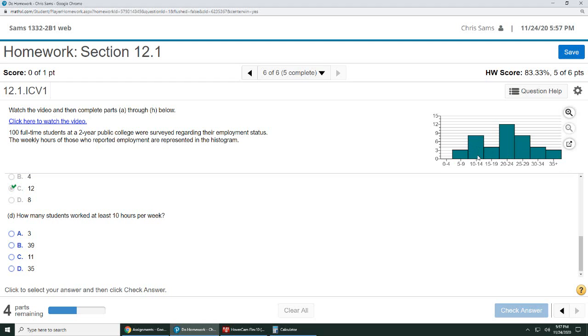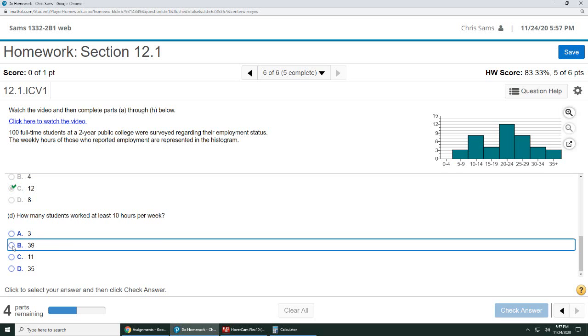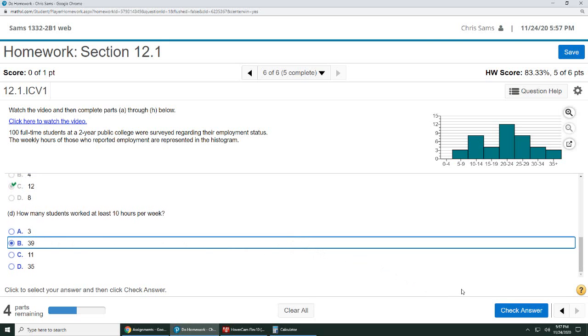All right, so we have 8 and 4 gave us 12, and then adding this group, another 12 makes 24, and then another 8, 32, and then another 4, 36, 39. So 39 of them worked. You just add up all the columns.